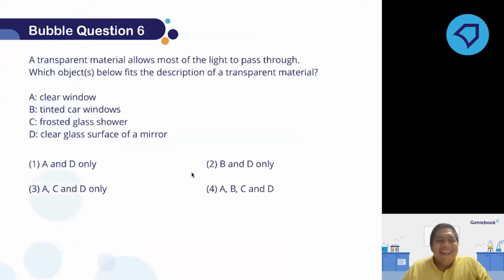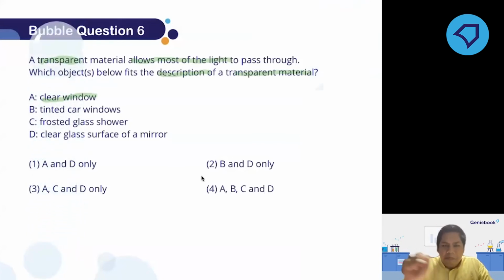Okay, so let's look at the question. A transparent material allows most of the light to pass through. So again, explanation first about the keyword transparent because it is not in your syllabus. Which object below fits the description of a transparent material? So clear window, definitely, right? It must be transparent because I already have the keyword clear. And then tinted car windows, nope. Remember, because I say it is translucent, only allows some light, it is tinted. Same goes for the frosted glass shower.